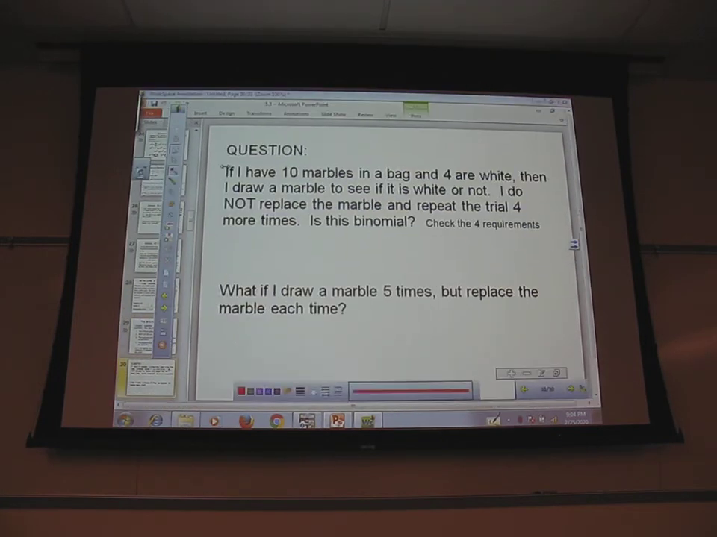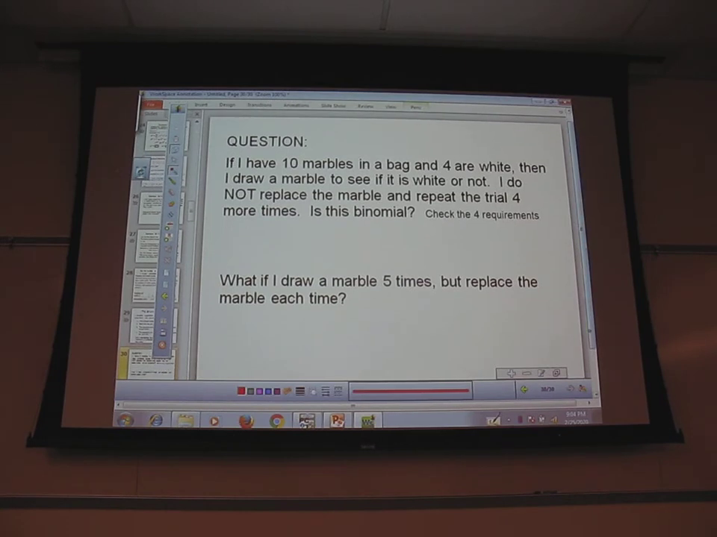Here's a question. Rizzo, go ahead and read. If I have 10 marbles in a bag and 4 are white, and I draw a marble to see if it is white or not, I do not replace the marble and repeat the trial 4 more times. Is this binomial? Great. So won't you guys take 30 seconds with your neighbors and try to discuss and decide, is this binomial or not? Go ahead.